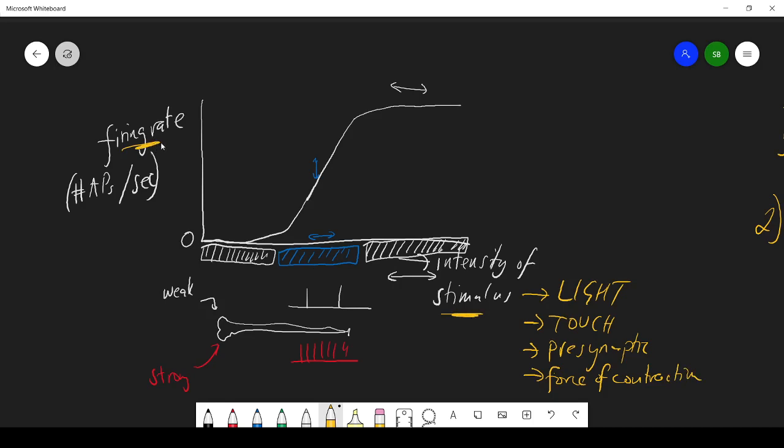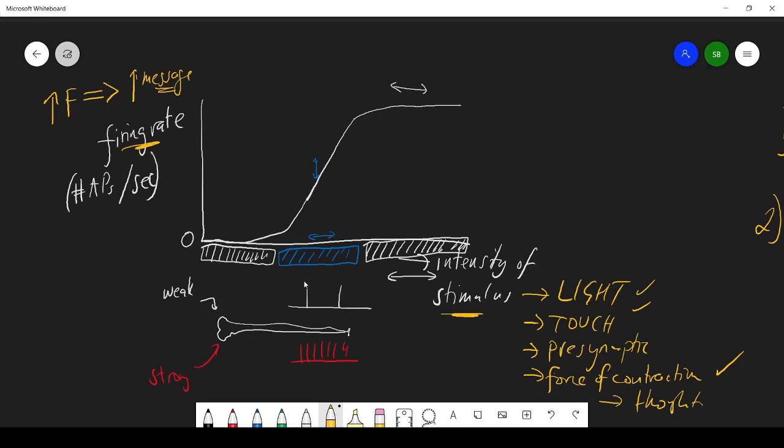And the code is really simple. Bigger firing rate implies a bigger message of some sort. All right, so it could be, say, light or touch, or how much I want to contract, or a thought. It could be absolutely anything. So that's point number 1, is we encode information with our firing rate.